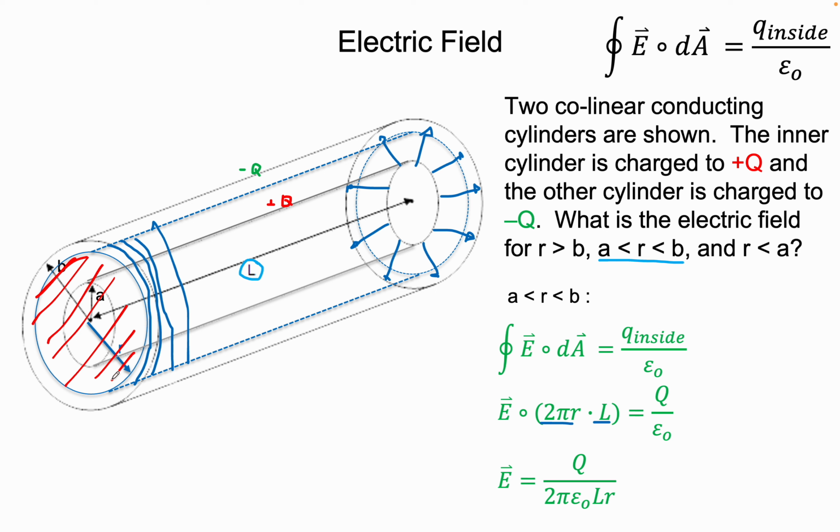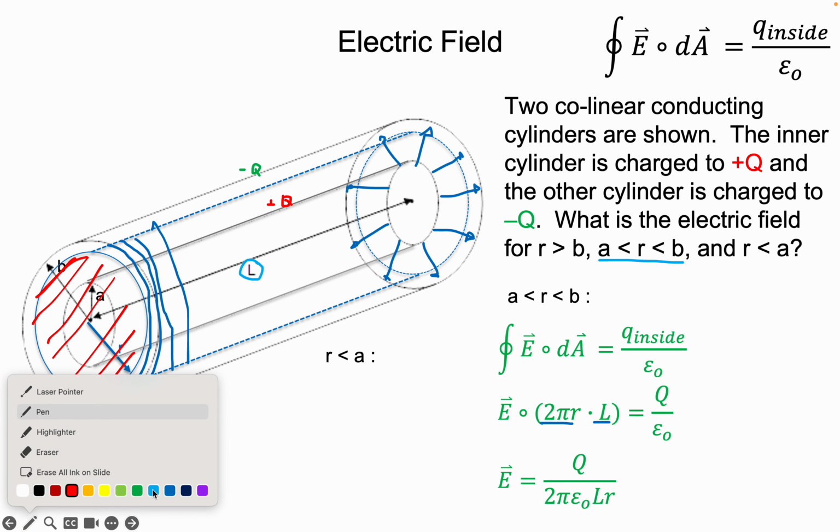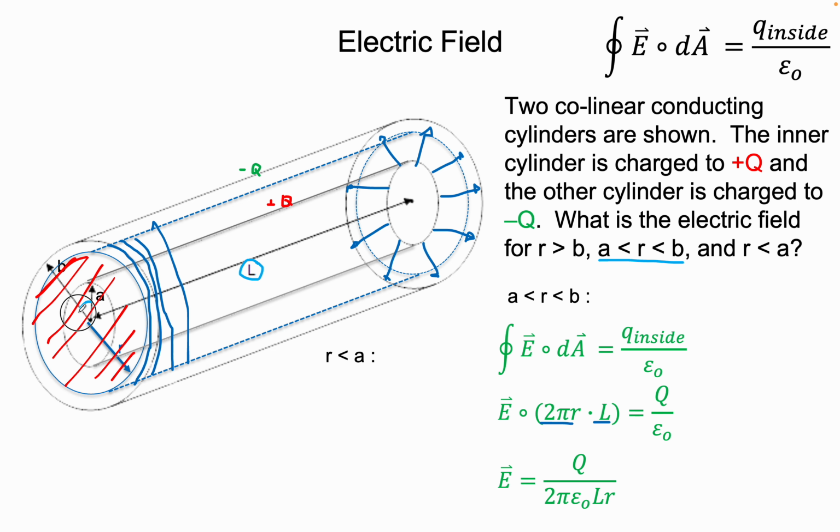Now, what about the other ones? For r less than a, forgive me as I try to draw this inside of here now. For r less than a, we put another cylinder inside of this one, which has a radius that's less than a. And how much charge would be inside of this? The answer is none. And so very quickly you can infer that the electric field there would be 0.